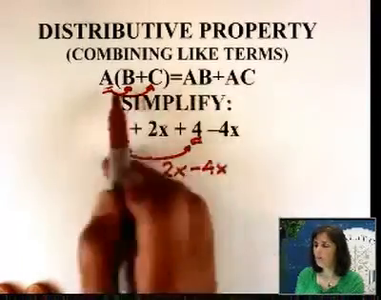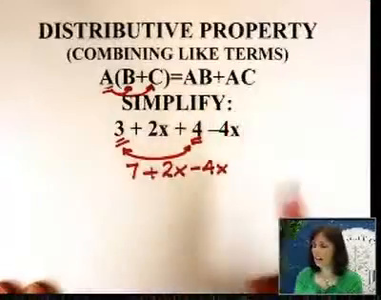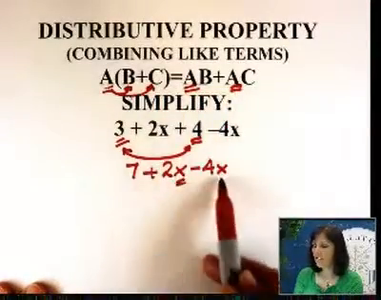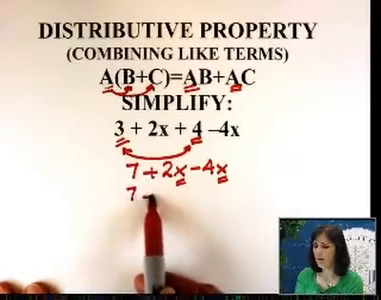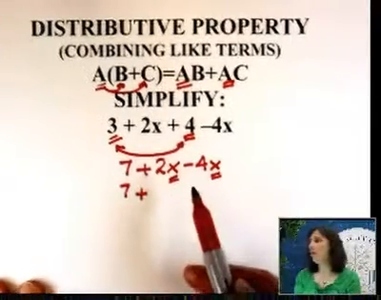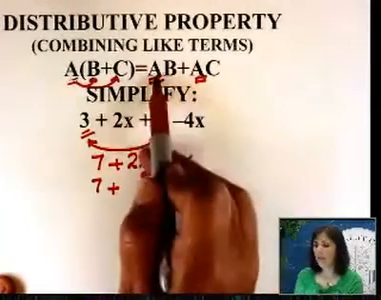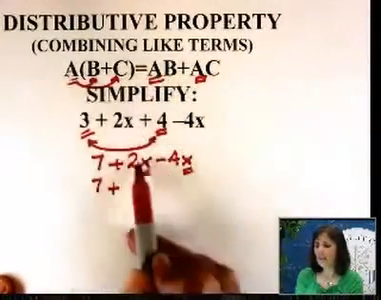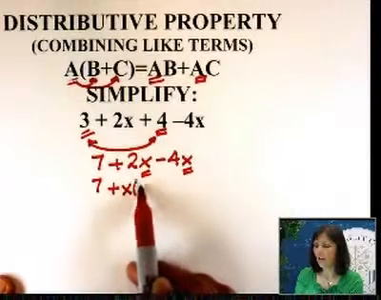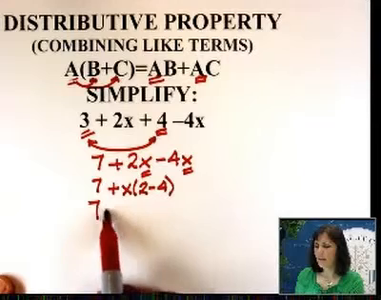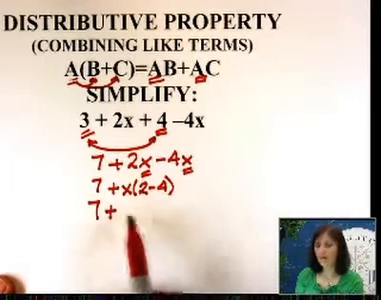You can use this distributive property, and this is kind of like this: a is repeating, and here x is repeating. You have the 7 here. And since these two are like terms, I can put them together. So that means I can pull that a out, and in this case, that a is x. And you have 2 minus 4. And you have 7 plus 2 minus 4 is negative 2.